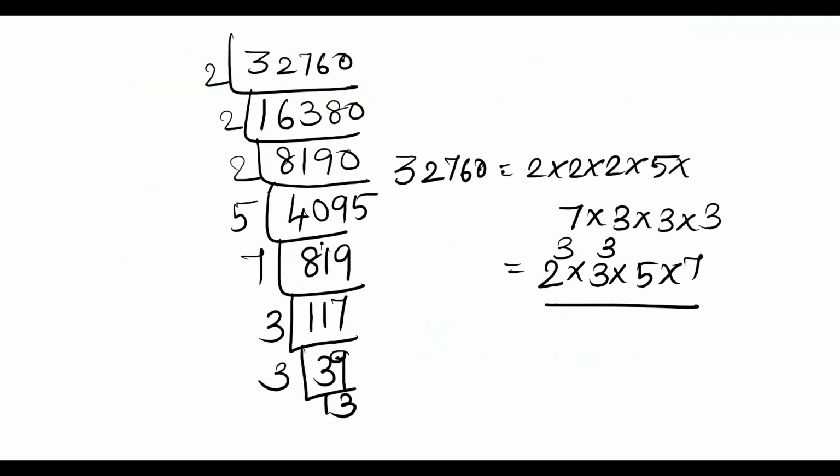For example, consider 32,760. If I perform the factorization, I will get 2 to the power 3 into 3 to the power 3 into 5 into 7. So these 2, 3, 5, 7 are all called prime factors, p1, p2, p3, and this is written in ascending order. That is, p1 is less than or equal to p2, less than or equal to p3, less than or equal to p4.